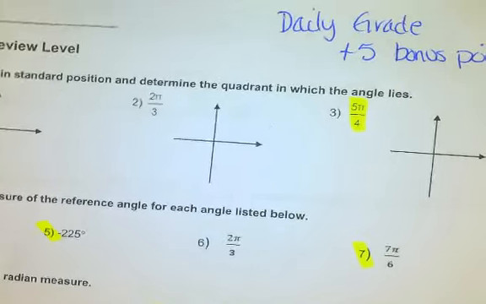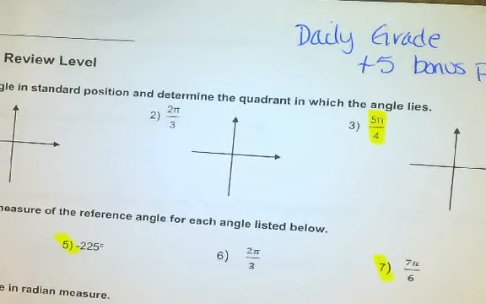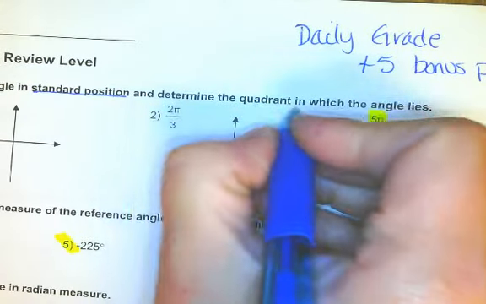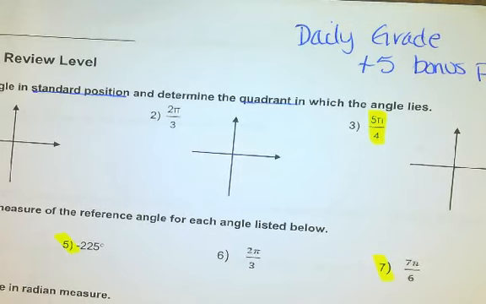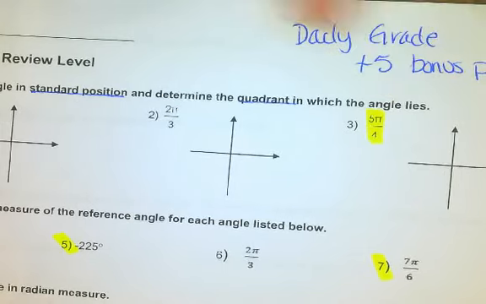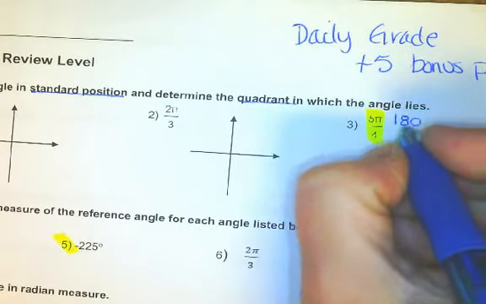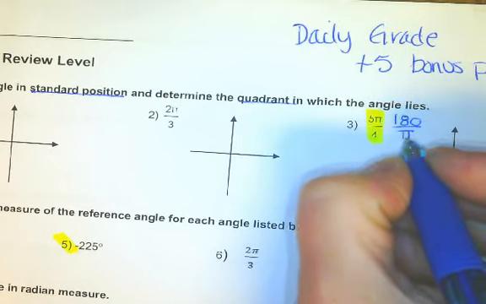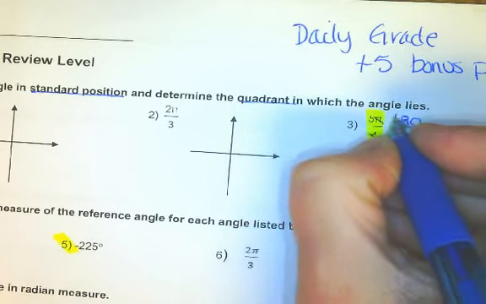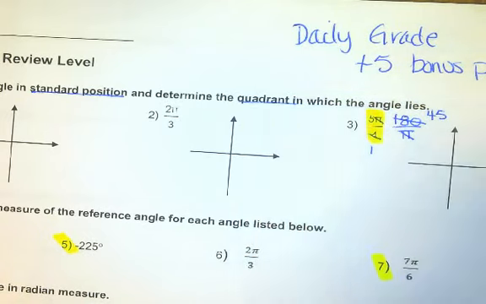Okay, so the first thing they want you to do here is sketch the angle in standard position and then determine which quadrant the angle lies in. There's a couple different ways to do this. You could just use the unit circle to find out where 5 pi over 4 is, or if you wanted to, you could convert it to degrees. If you convert it to degrees, you get 225 degrees.